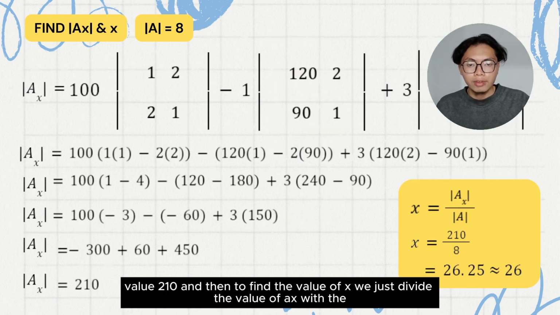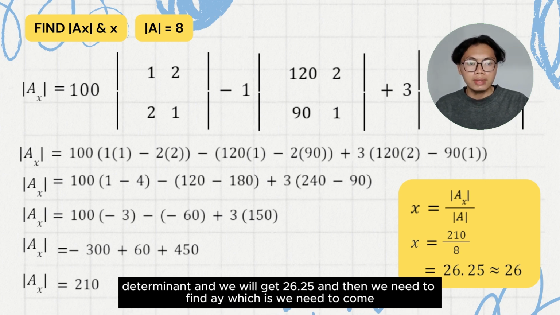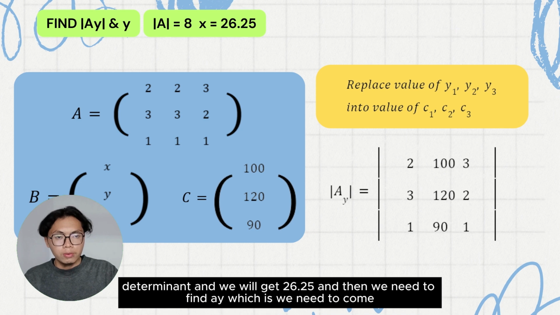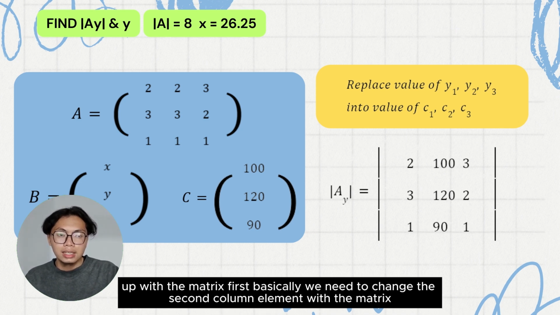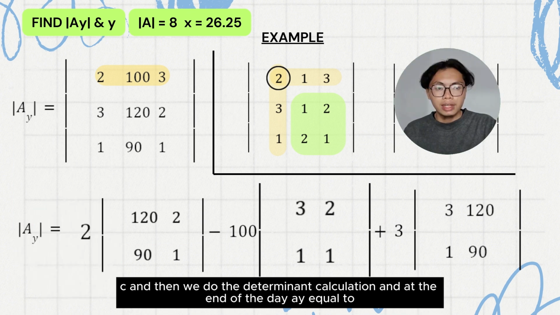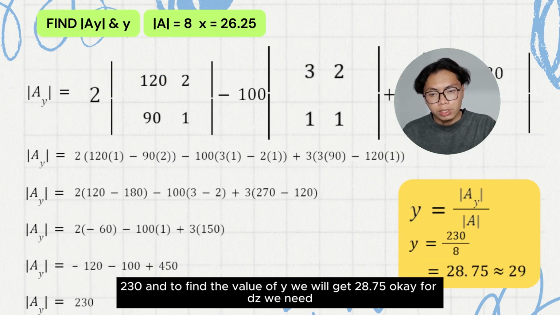And then to find the value of x, we just divide the determinant of the x matrix by the determinant, and we will get 26.25. And then we need to find Ay, for which we need to come up with the matrix first. Basically, we need to change the second column with the matrix C, and then we do the determinant calculation, and at the end of the day, Ay will equal 230. And to find the value of y, we will get 28.75.